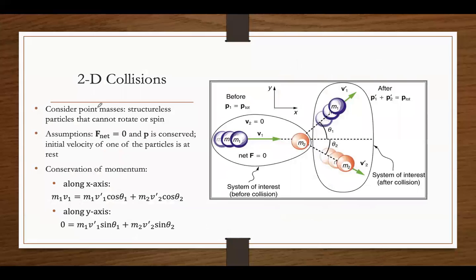Now let's go ahead and look at collisions in 2 dimensions. This is where most of our real world stuff comes in. So what we will do is consider point masses. What is a point mass? A point mass is any kind of structureless particle that can't rotate or spin. So we're making sure that these are just points in space that, if they collide, don't spin or anything, they just move in a 2D form. So no rotating or spinning.